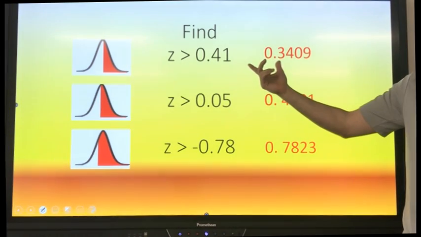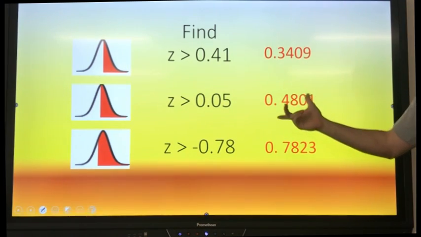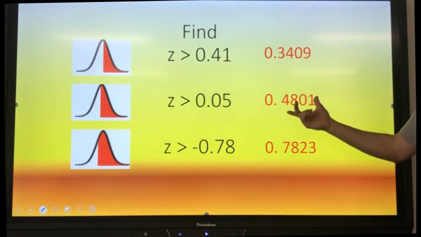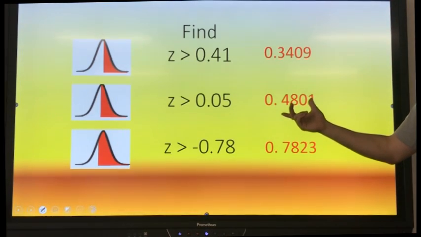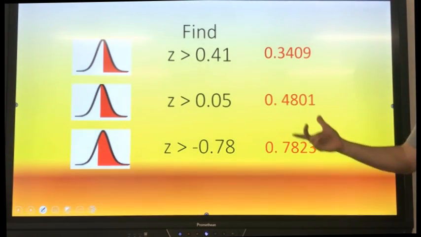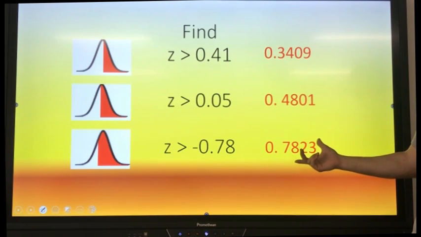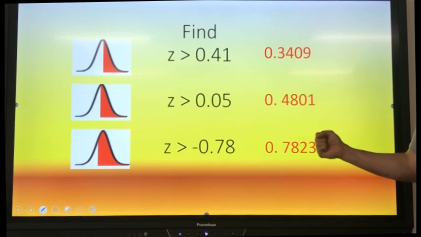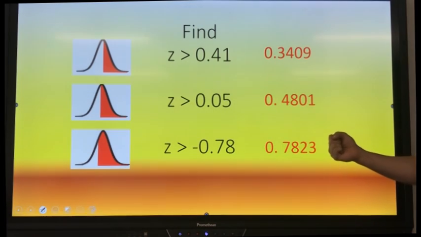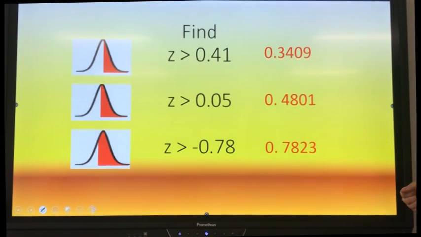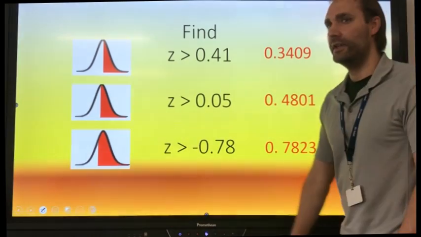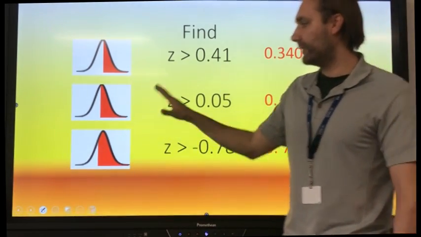Anybody object to this value? Did you get 48.01% for the second? No objections? What about 78.23% for the last one? Do these numbers look good? Is that what you got? Okay. So again, we're finding who did better than you on the test. All values greater.